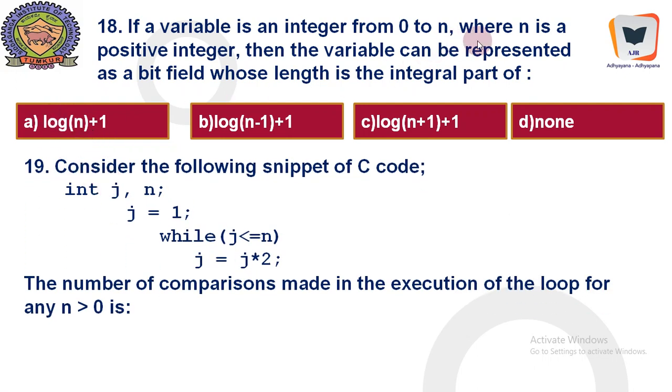Okay, let us say n equal to 15. Then floor of log n: 15 is 2 to the power of 3 point something, therefore it becomes 3. Floor of log n is 3, plus 1, therefore it requires 4 bits to represent an integer value equal to 15.